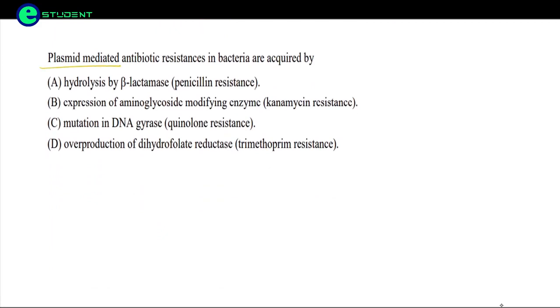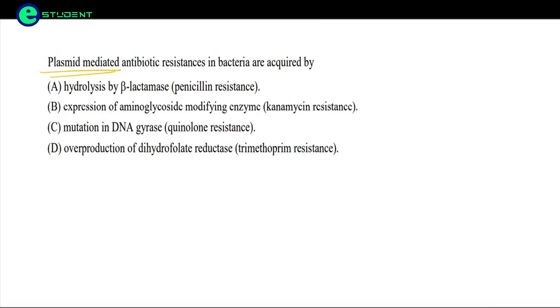Plasmid mediated antibiotic resistance in bacteria is acquired by. So what is a plasmid? A plasmid is extra chromosomal genetic material. Other than the genome, bacteria also contain extra chromosomal genetic material, that is the plasmid. So they are resistant to certain antibiotics. So resistance to those antibiotics in the plasmid has been acquired by what?